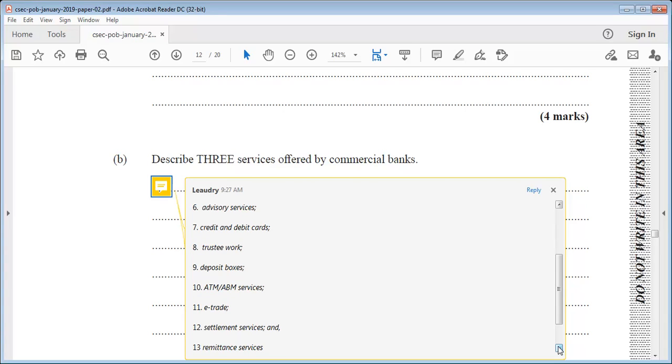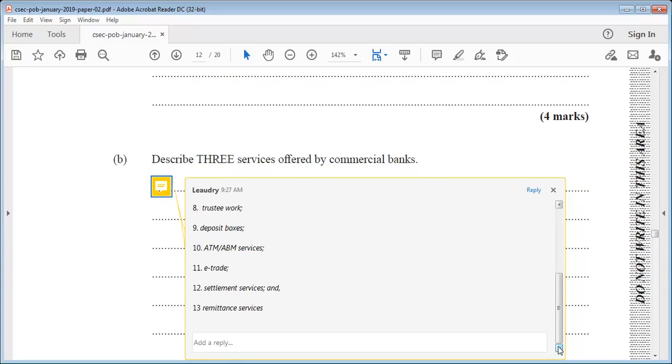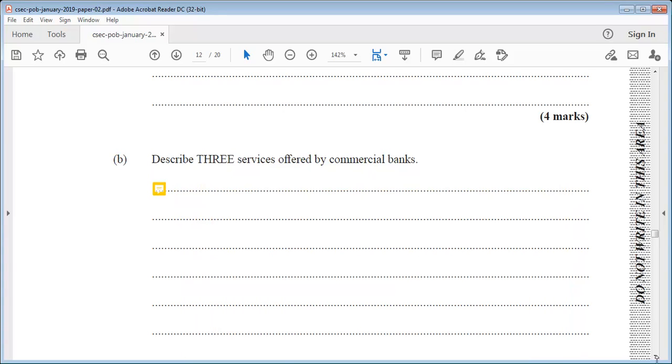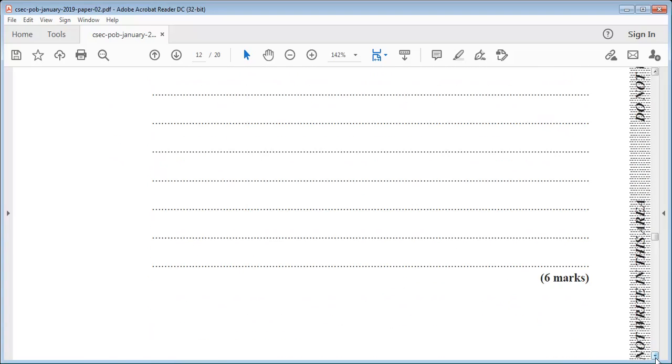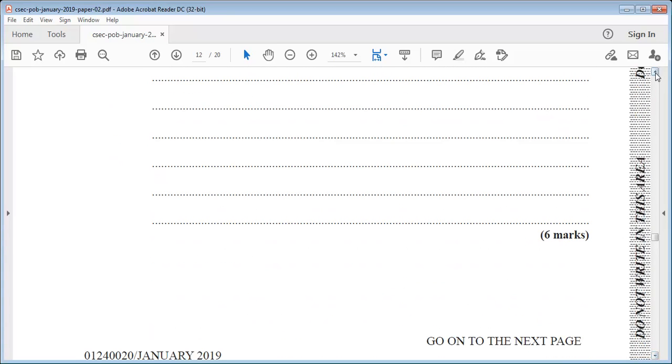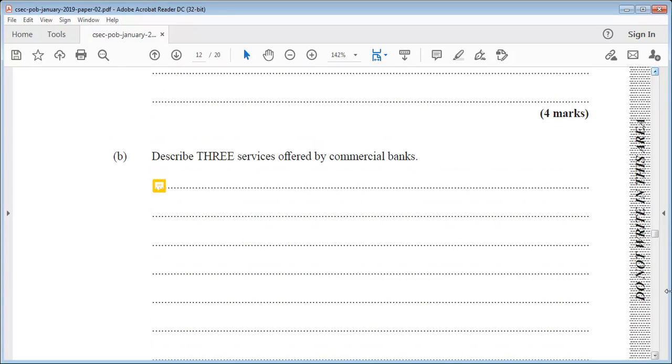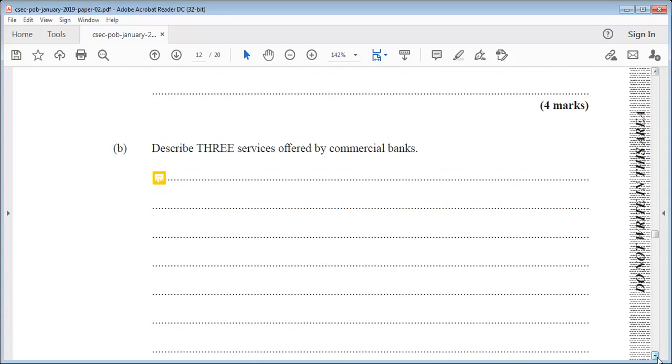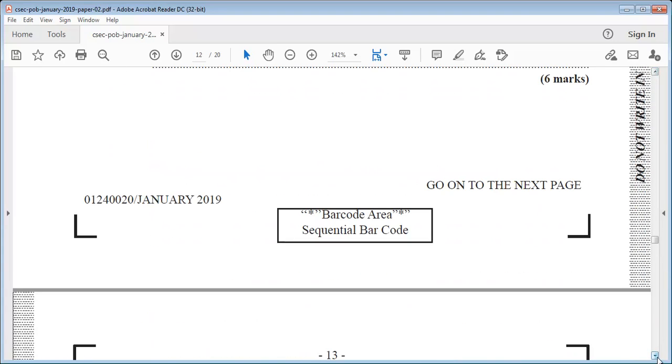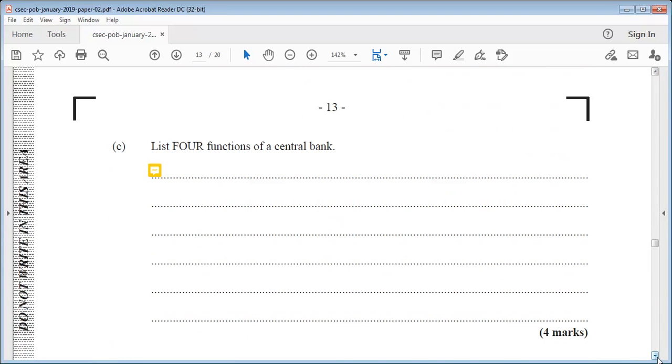10, ATM or ABM services. 11, e-trade. 12, settlement services. And 13, remittance services. So 13 you have, you can select any three and you will be awarded your 6 marks. So what you do, you'd give a little explanation, give a little description on any 3 that is mentioned, and you would get your full 6 marks.